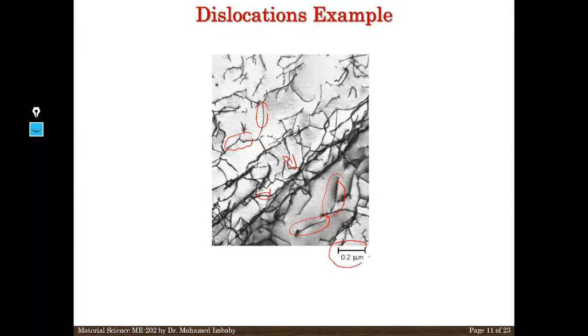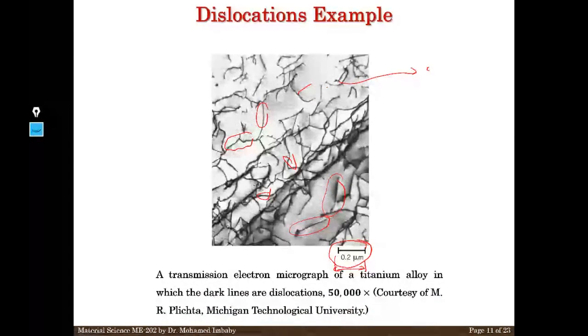If you look at here, this is called the scale bar. The scale bar, this part is 0.2 micrometer. So these lines are the dislocations. You get it, guys? This is a transmission electron micrograph of titanium alloy in which the dark lines are dislocations.